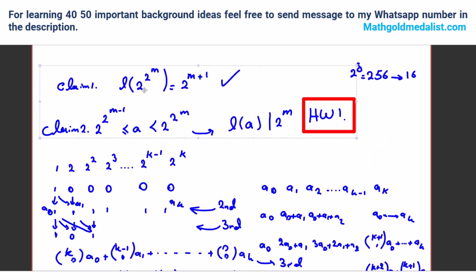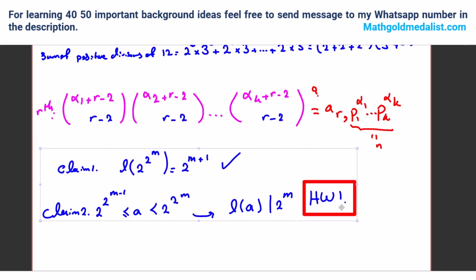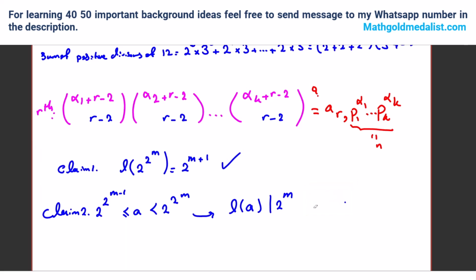That the length of 2 to the m is 2 to the m. Now I want to prove, when a is between these and strictly less than these, why this one divides this, okay? Want a hint for proving claim 2, or want to do it on your own? I can try. Okay, sure, try.